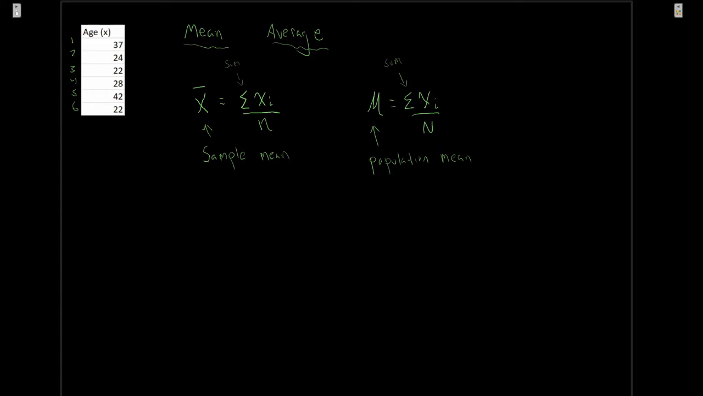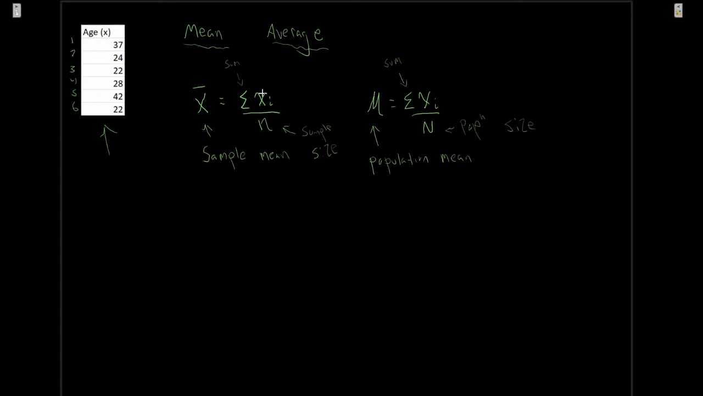Big N is our population size. So, population size and sample size. And you'll look at that and you'll say, okay, well, hey, Keith, if we're just using this data set and we're just going to wave our hands and sometimes say we're dealing with a sample, sometimes we're going to say we're dealing with a population, are we actually going to get different answers?